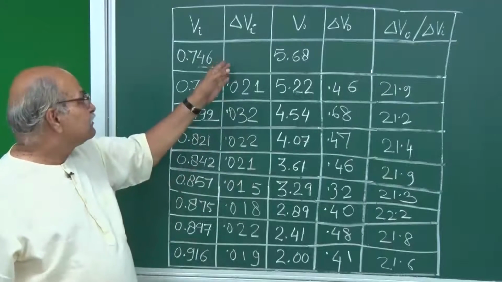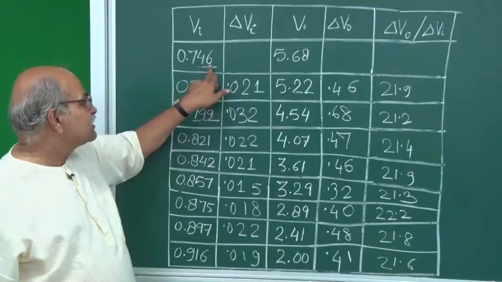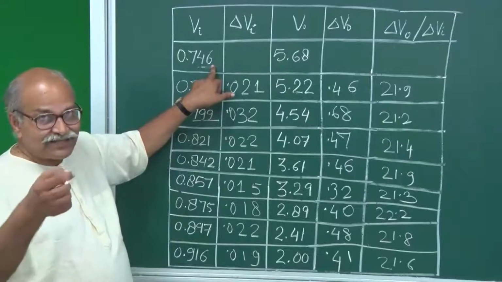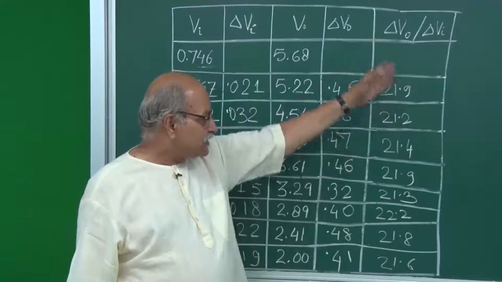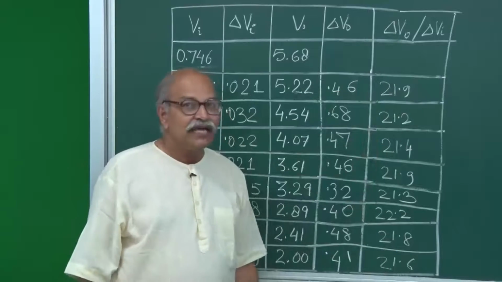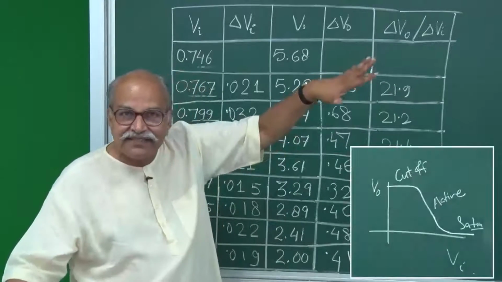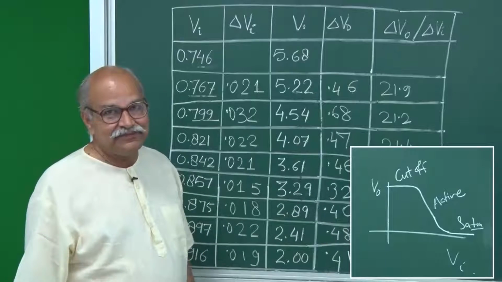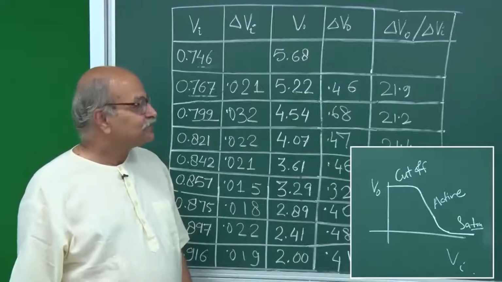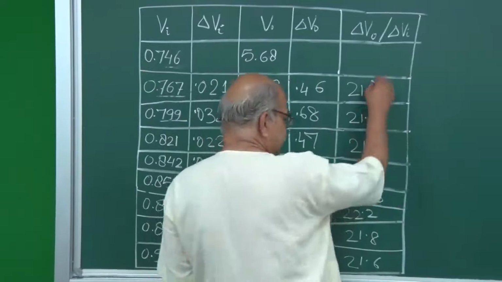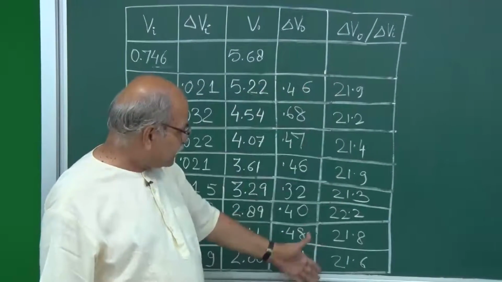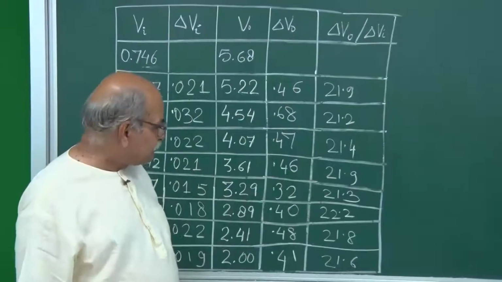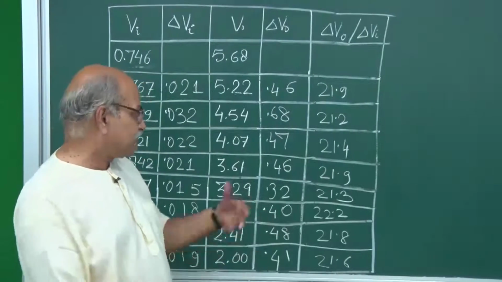When I am reading from the multimeter, this last digit is always a doubtful digit, and therefore there is an excellent constancy of this ratio, and you have a really flat region in that VO-VI diagram. So here the voltage gain is, let us take some average. I will not calculate the average. What should be the average? Somewhere around, let us say 21.5.